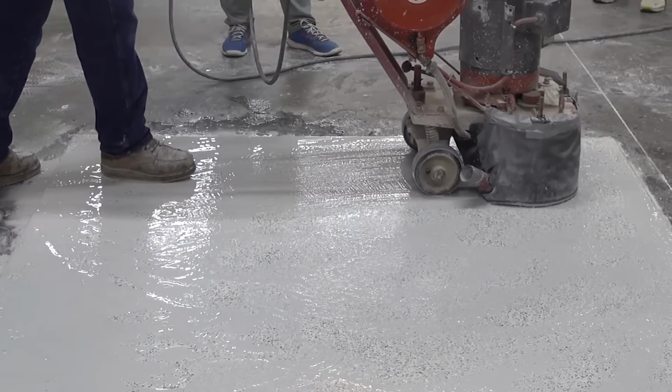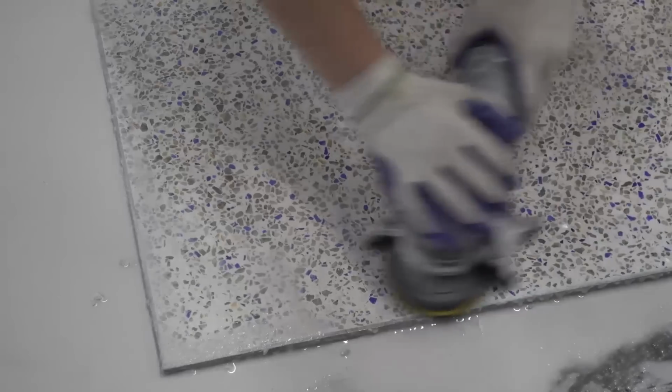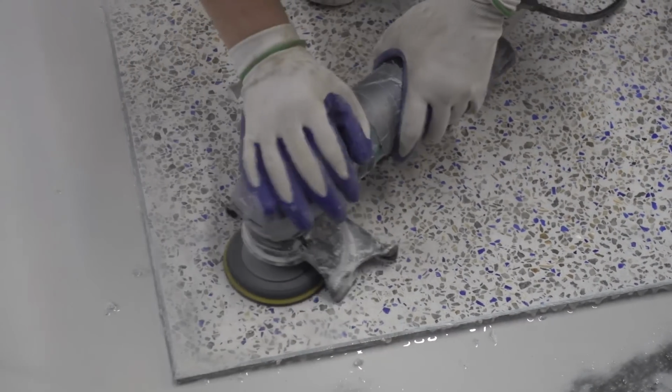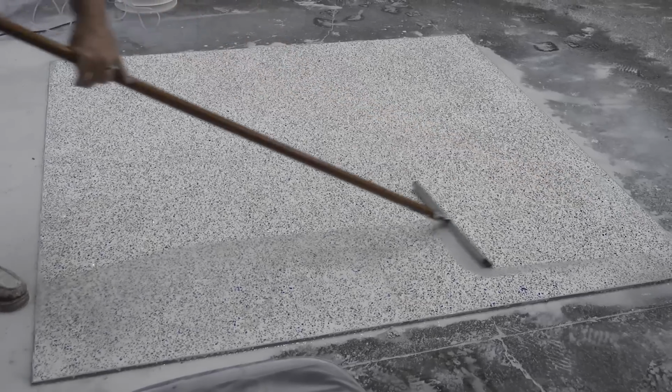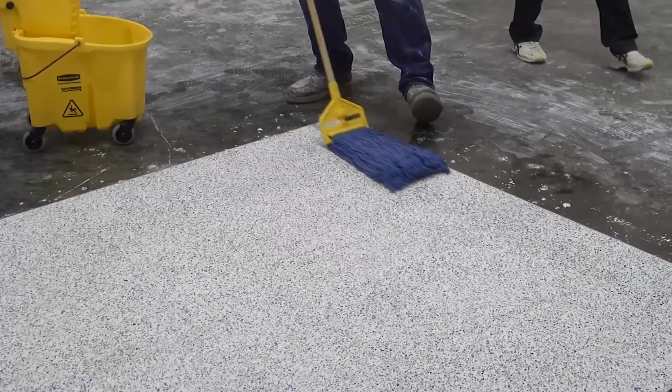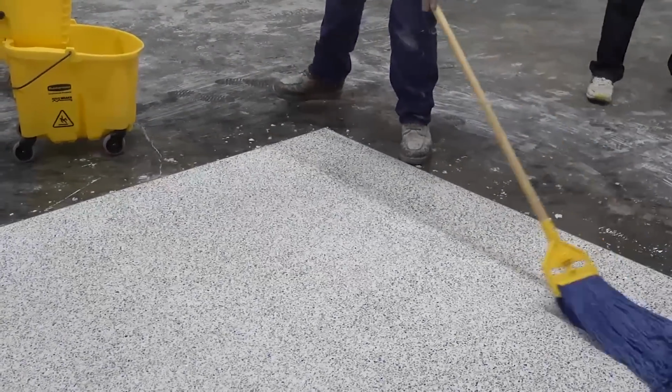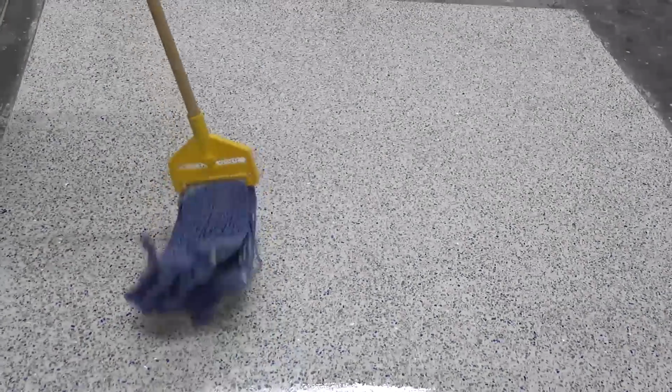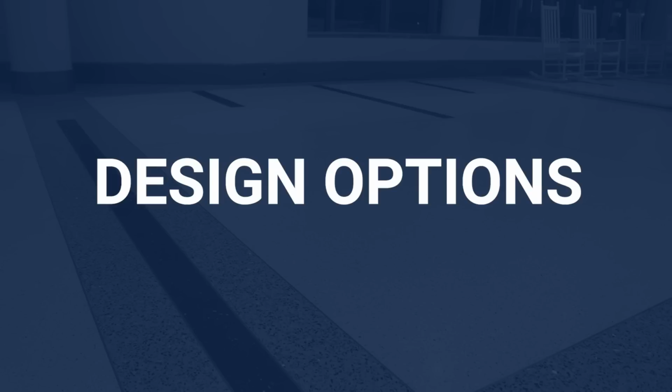The procedure for polishing is performed similar to the grinding stages, however polishing is done wet for both systems. Once completed, the terrazzo floor is left to completely dry, and then a minimum of 2 coats of sealer is applied. Sealers help protect the floor during the terrazzo's life cycle. Next, we are going to explore the different design and color options of terrazzo.